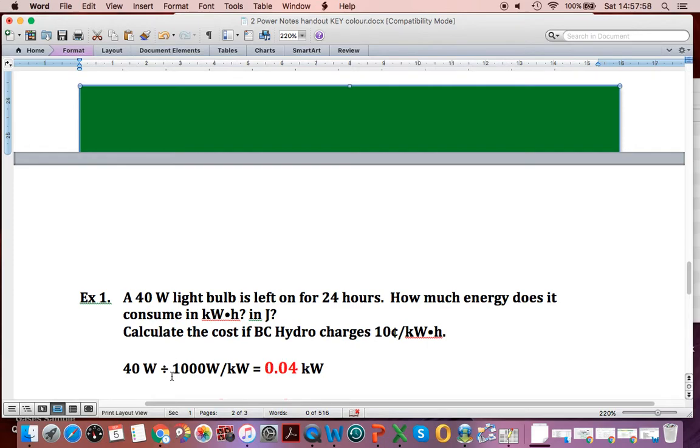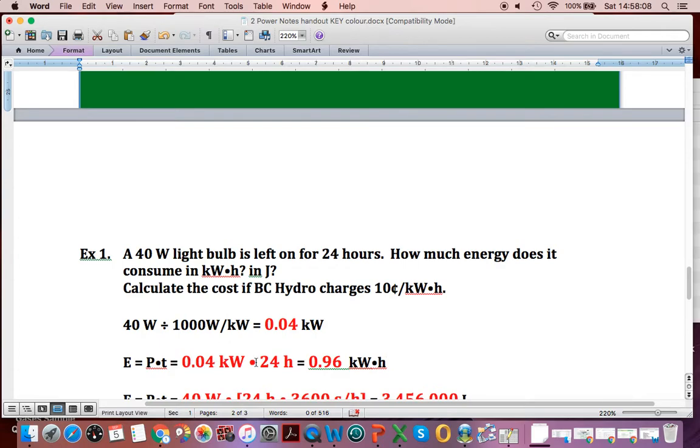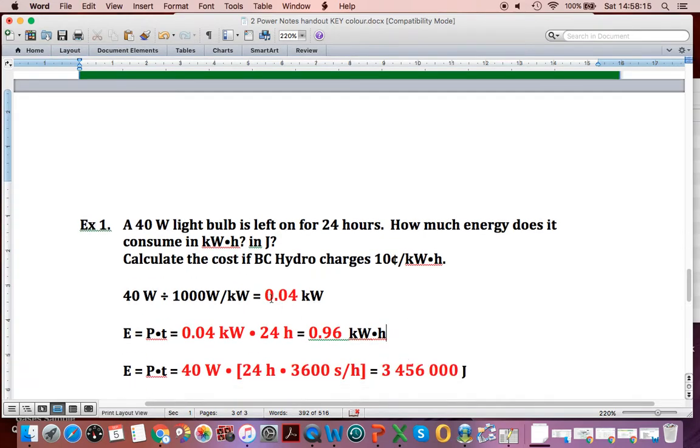Well, 40 watts, we know we divide by 1,000, we get 0.04 kilowatts. Now the lovely thing is that 24 hours is 24 hours. So if we take 0.04 kilowatts and multiply by 24 hours, we get 0.96 kilowatt hours. And if we want that energy in joules, well, we take our 40 watts, that's no problem. But then we have to take our 24 hours and multiply by 3,600 seconds for every hour. You let your calculator do the work, and you arrive at 3.456 million joules.